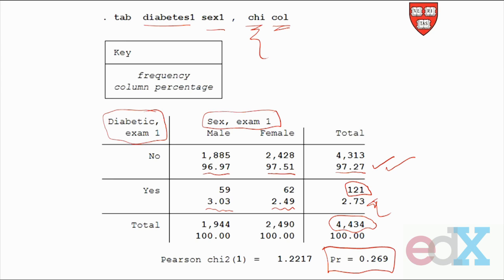That's 2 by 2. But the nice thing about the chi-squared test is that we can extend it to more than 2 by 2 tables. In fact, we can extend it to, as we say in the jargon, R by C tables, so any number of rows and any number of columns. So for example, let's extend this very same example, but instead of looking at the diabetic status at exam 1, let's look at it at exam 3.